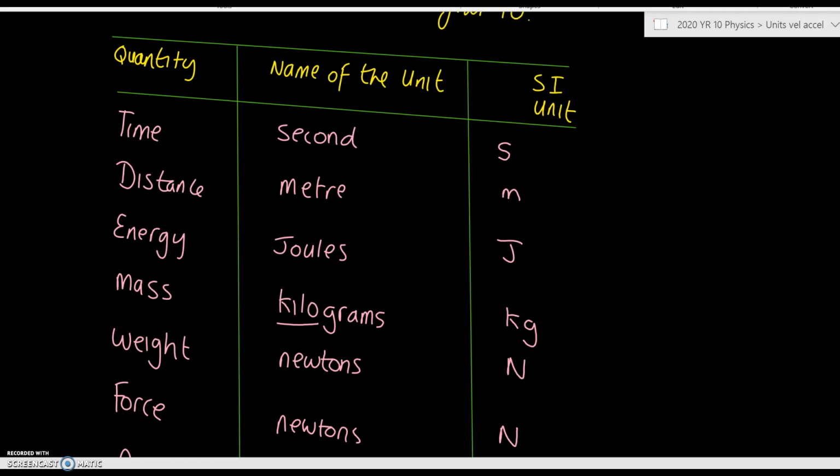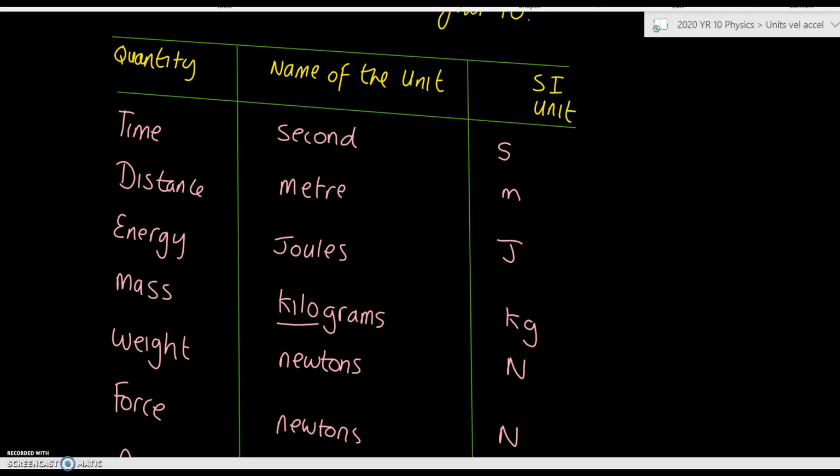Now I know for time that we can use the minute, we use the hour, week, years. But the basic unit that they will use, the System International unit, the SI unit, is the second. And as I said, it is going to be lowercase.